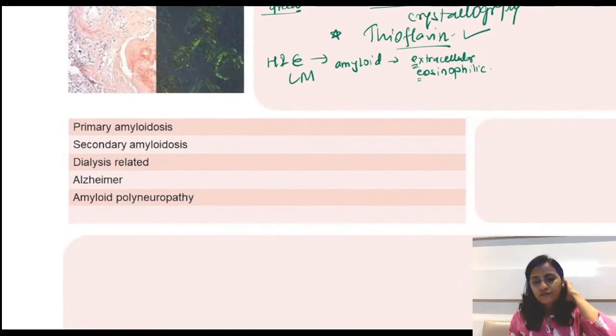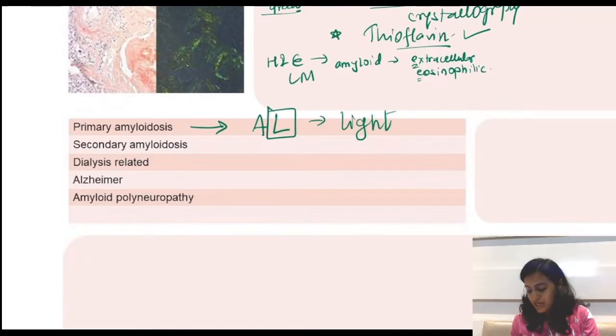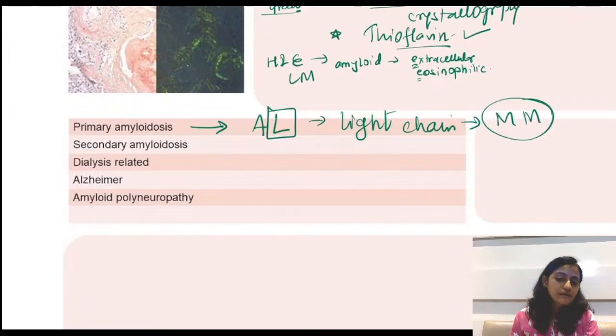Let's see the type of the deposits that we have in amyloidosis. Primary amyloidosis is what deposit? Primary is AL. Remember the L for the light chain, right? Where do you have light chains problem? It is multiple myeloma, right? Multiple myeloma, plasma cell dysplasia. AL is primary amyloidosis.